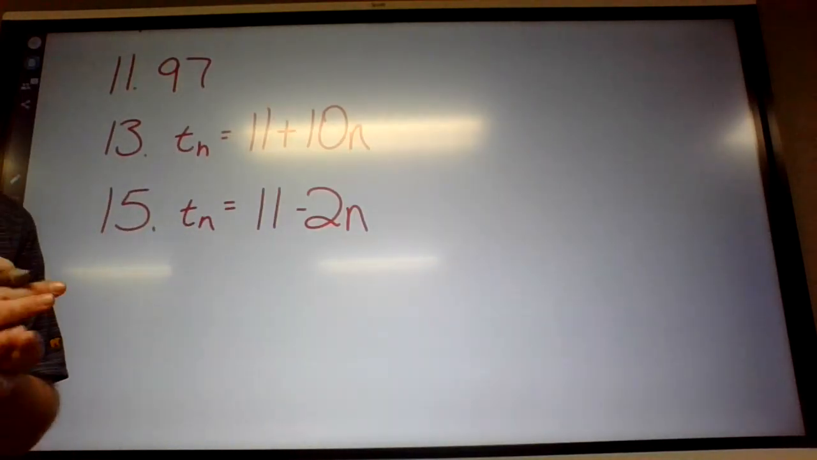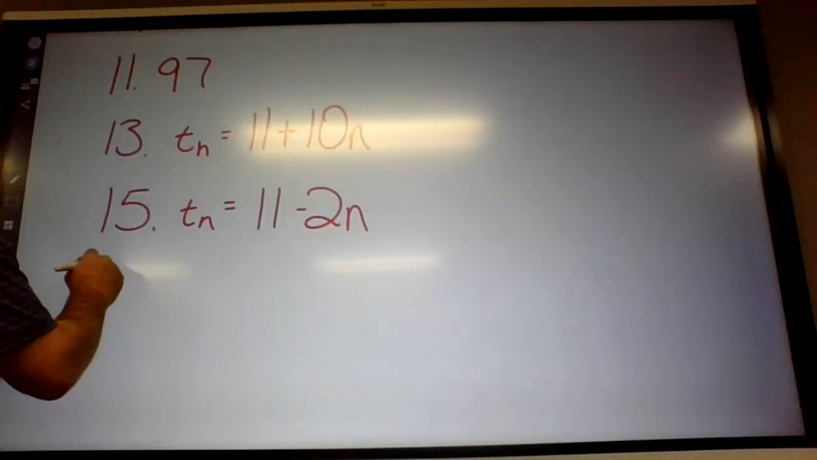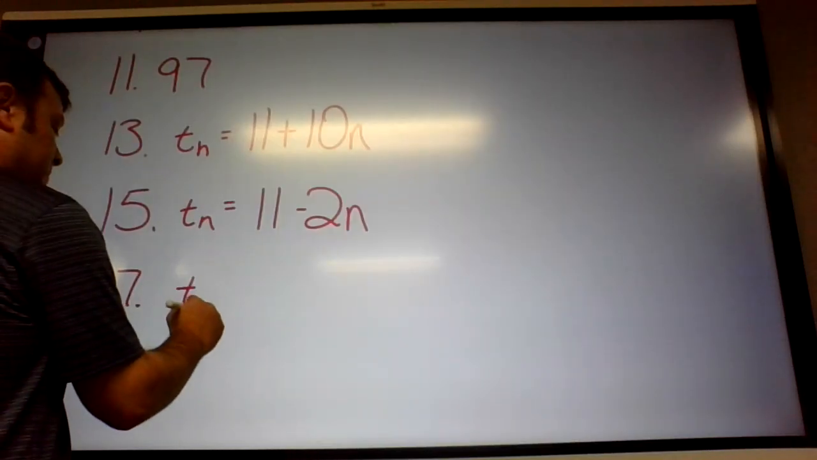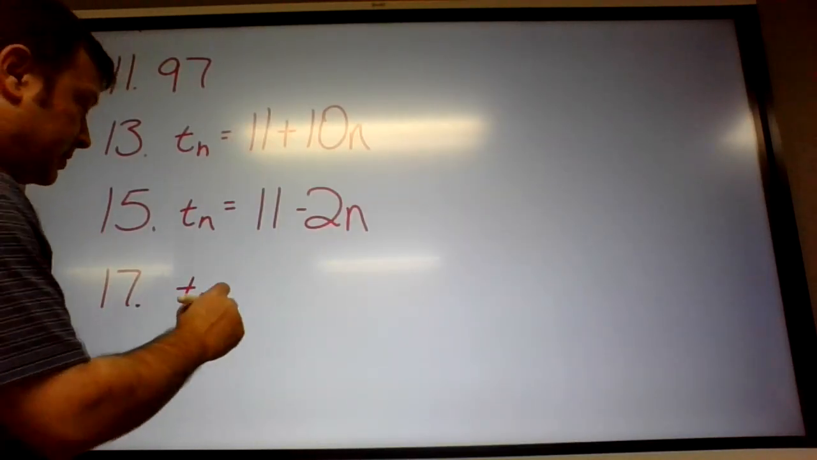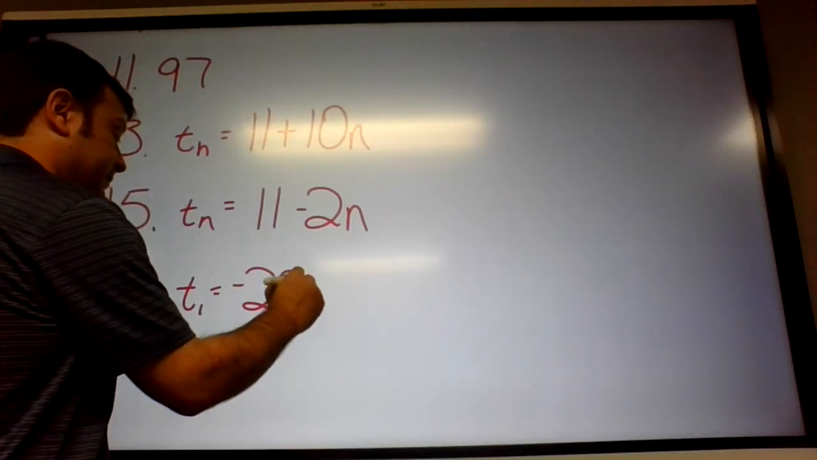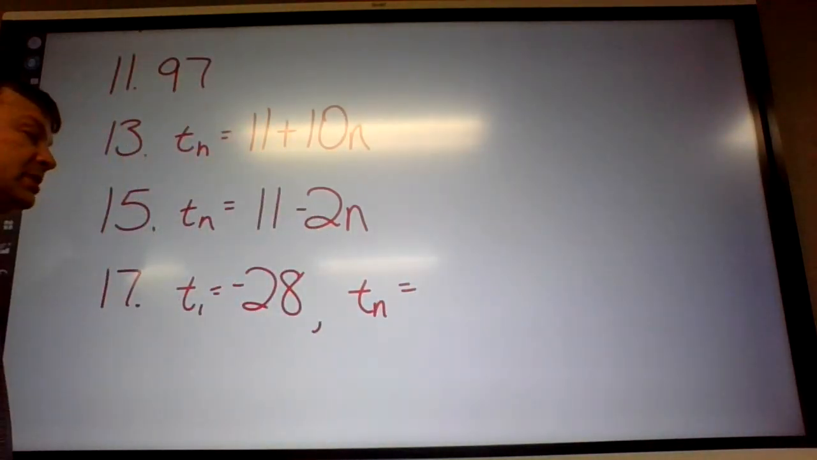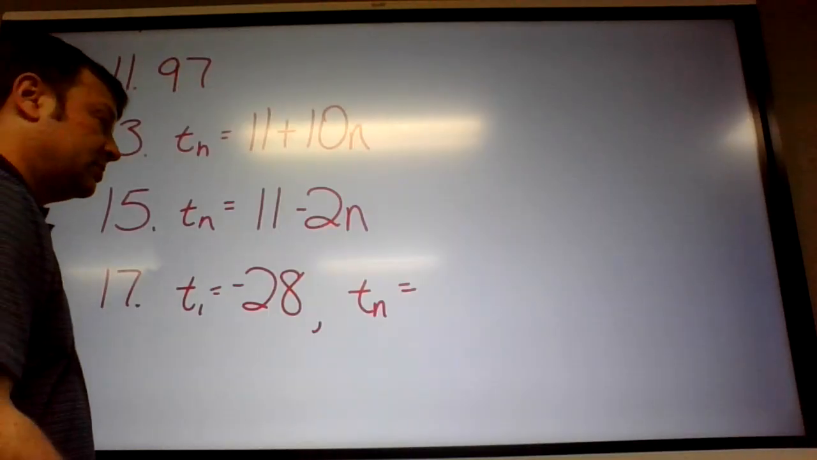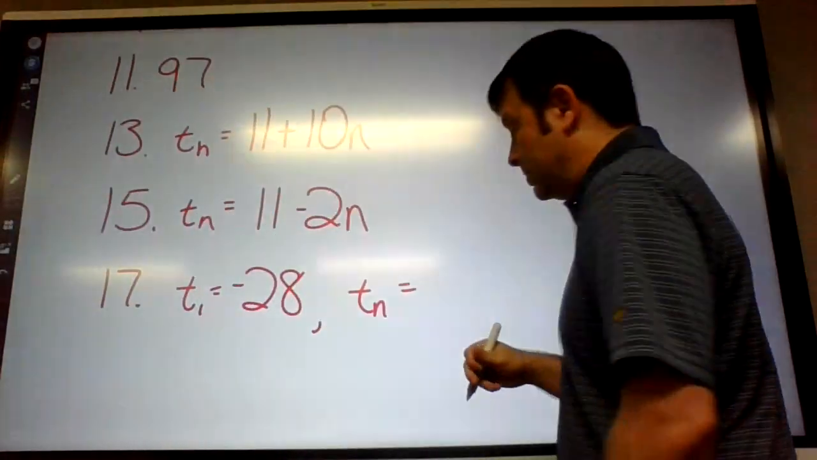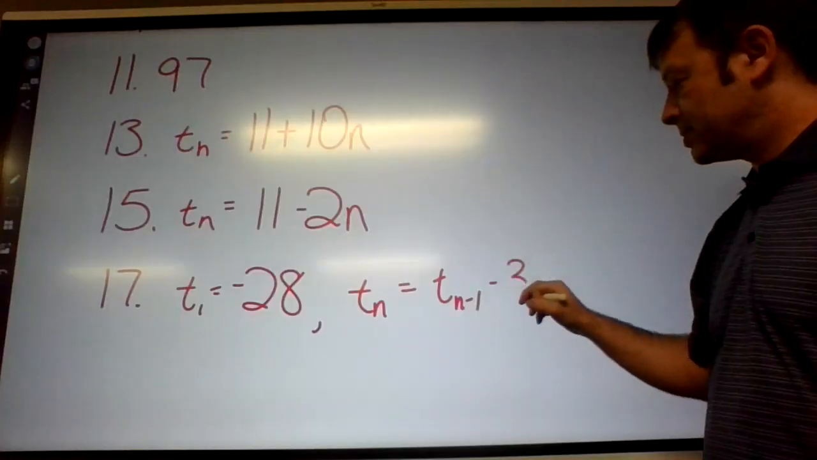Okay, number 17. How do you get from negative 28 to negative 58? Minus 30, right. Okay, we're going back to a recursive formula. So the pattern is minus 30. So I'm just going to say the previous term minus 30.